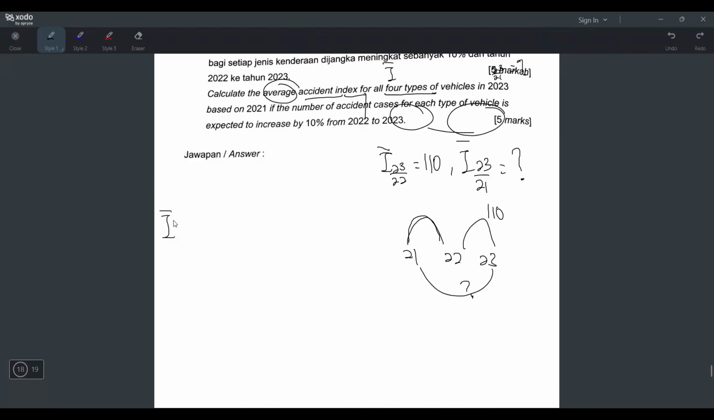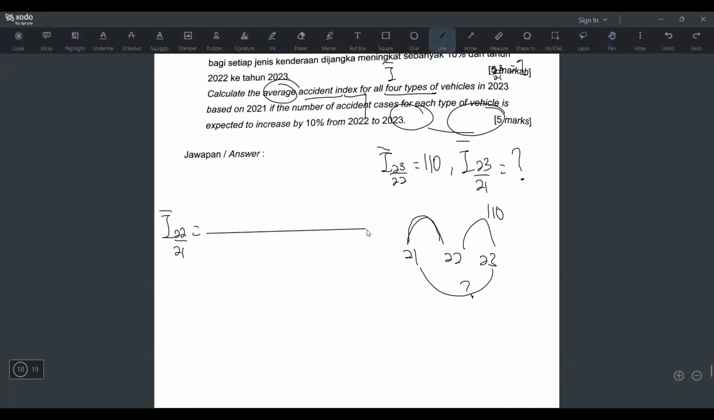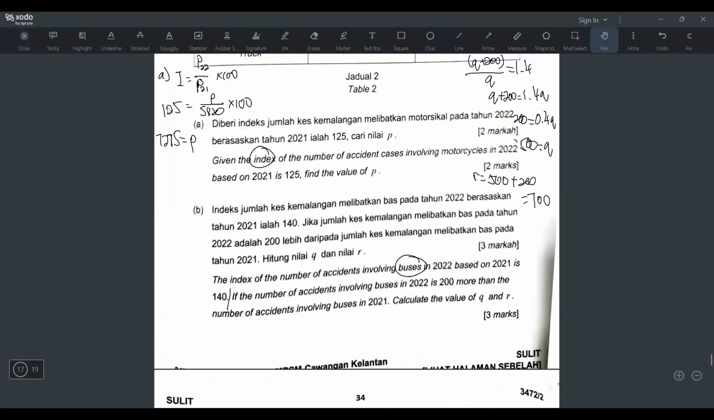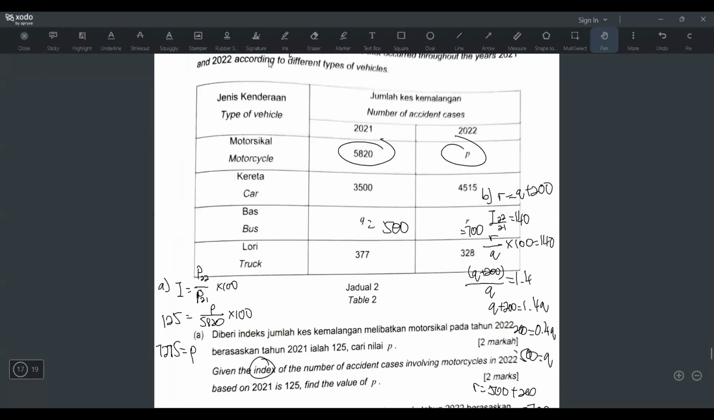Okay, how to find the composite index for 22, 21? The formula is take the I, which is the index, times with the weightage, divide with total weightage. What will be the index for each one? I have to find it. The motorcycle they give already, right? Just now, yeah, 22, 21, the motorcycle is 125.